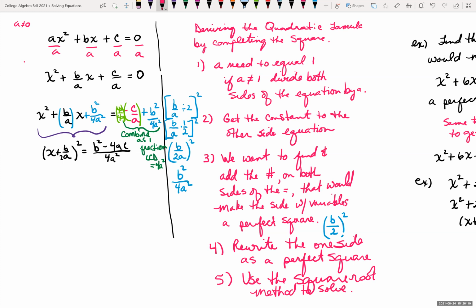Okay, so we're taking the square root of both sides. When we take the square root, that square cancels. On the left-hand side, all we're left with is what was inside the parentheses, x plus b over 2a, equals, taking the square root, we need to put that plus or minus in front, the square root of the right-hand side, which is b squared minus 4ac all over 4a squared.